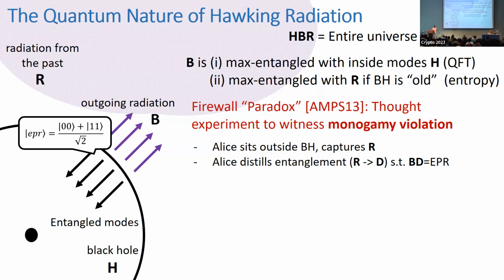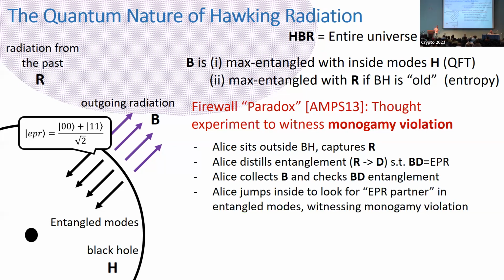Now Alice waits for this qubit B to actually come out. She catches it, checks that indeed this qubit D that she has is maximally entangled with B, and then she jumps into the black hole and finds the entangled mode, the qubit that's the other EPR pair of B. And this way, Alice witnesses this monogamy of entanglement violation, and again, we have a problem.